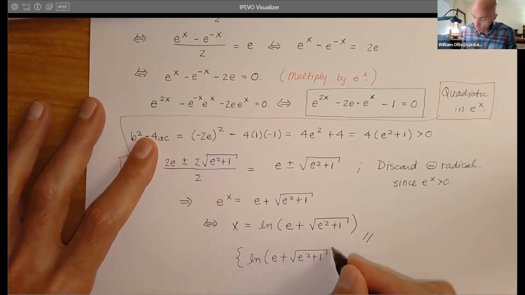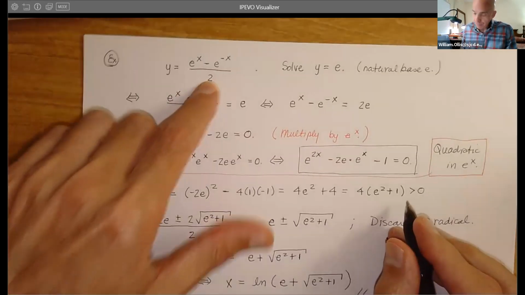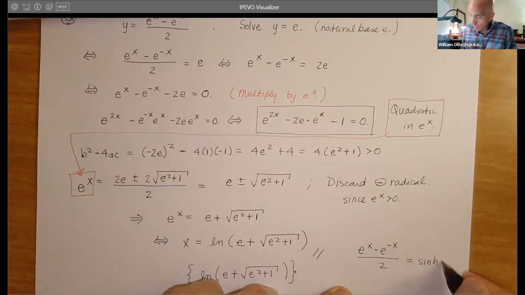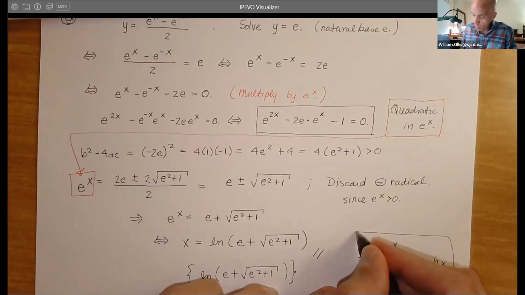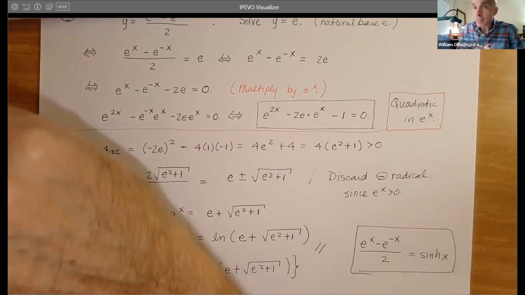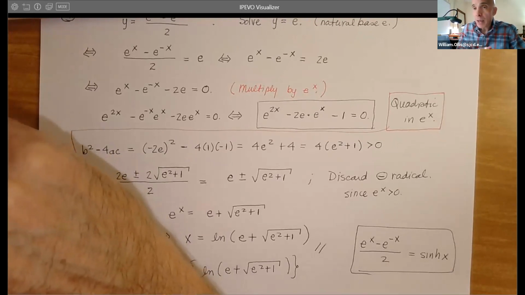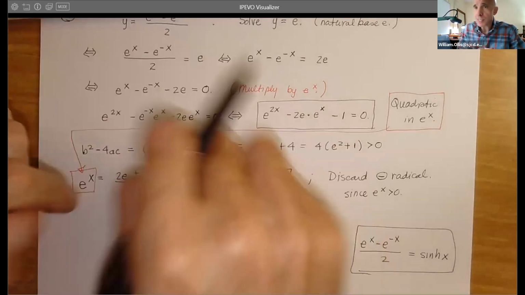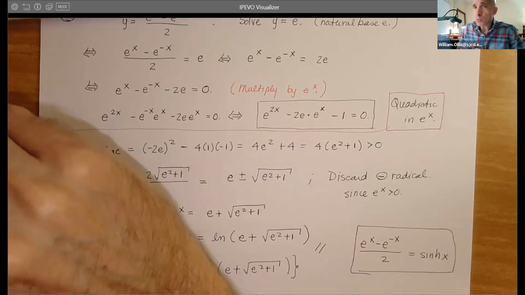And like I said before, this is actually given a symbolic name. It's called the hyperbolic sine, sinh x, which is very different from the sine that we're going to study in this class. This is called the hyperbolic sine. The hyperbolic sine is also one-to-one. I have an algebraic proof of proving that it is one-to-one, which uses this technique. It's kind of interesting.